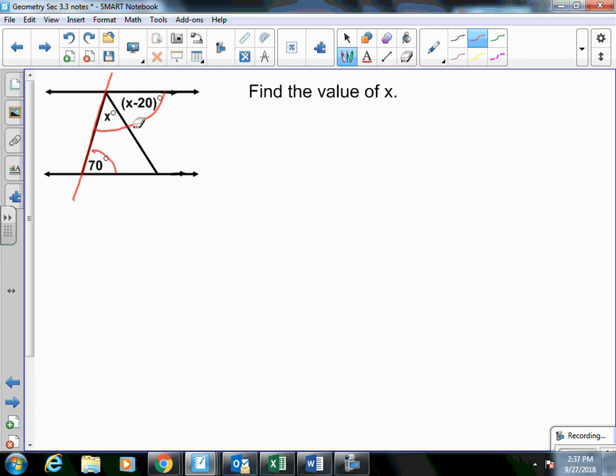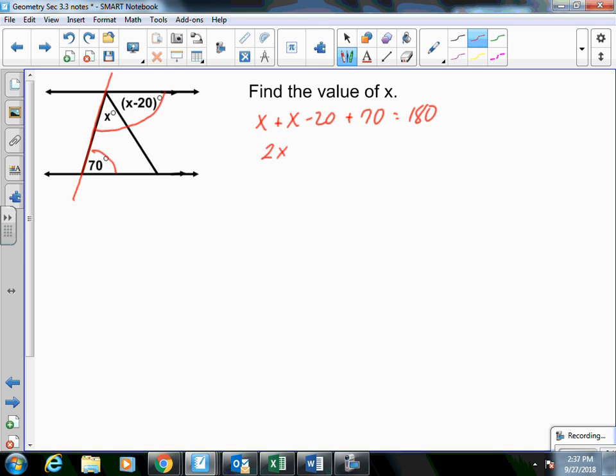It's the supplementary group. So this angle here plus this angle down here should equal 180. But to get the measure of this angle up here, we actually have to add these two smaller angles together, like the angle addition postulate. So we're actually going to have x plus x minus 20 plus 70 degrees is going to equal 180. So all added together is going to equal 180.